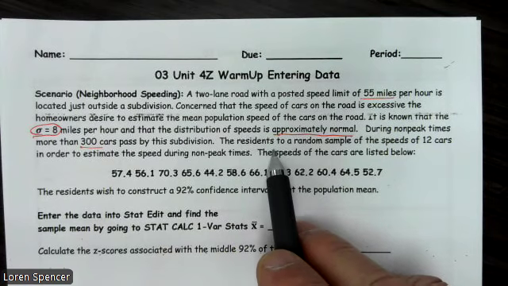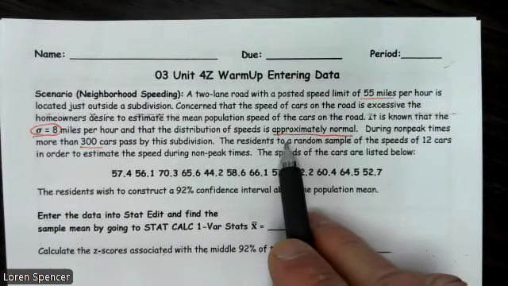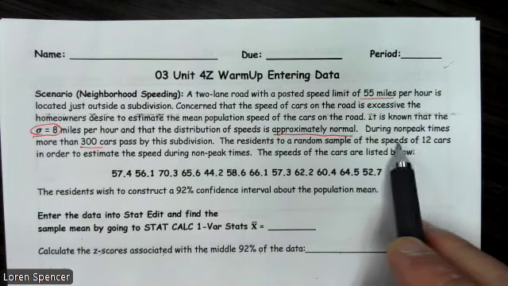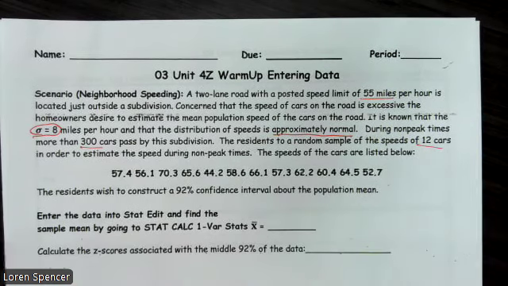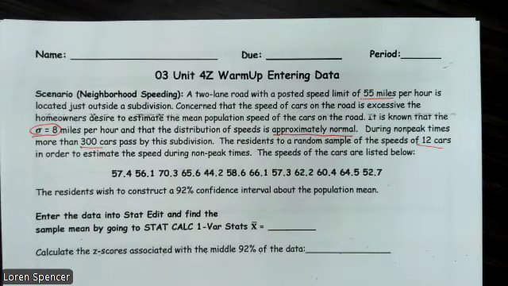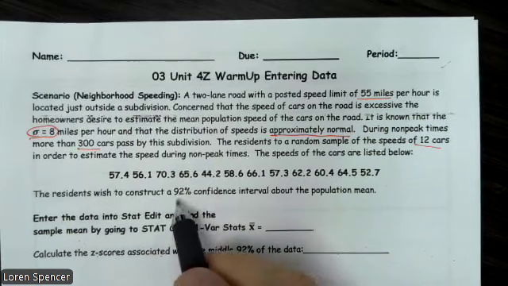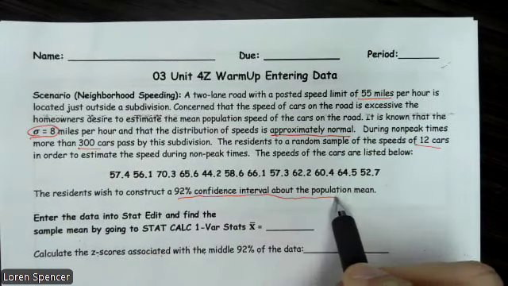The residents took a random sample of the speeds of 12 cars. So we have a sample size of 12 in order to estimate the speed during non-peak times. The speeds of the cars are listed below. And then it says the residents wish to construct a 92% confidence interval about the population mean.